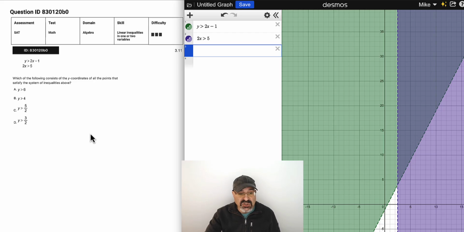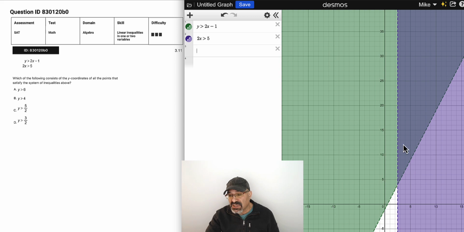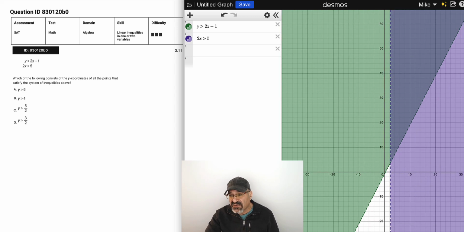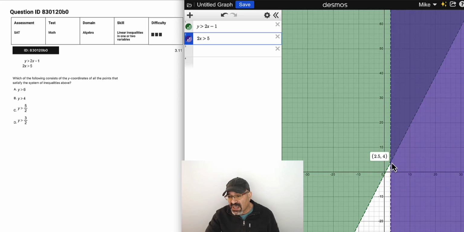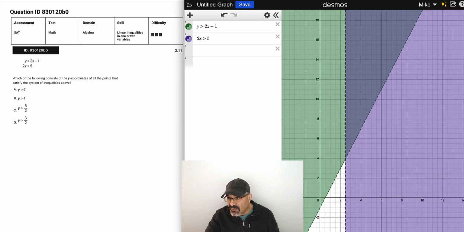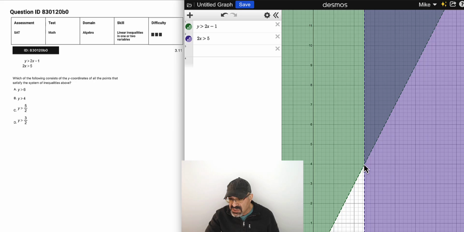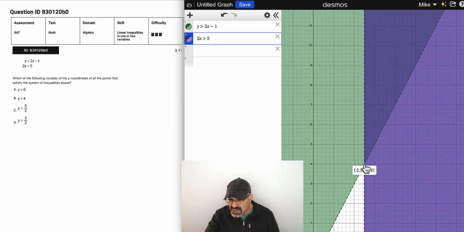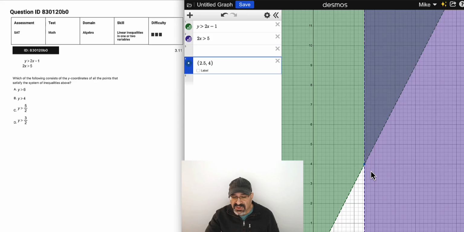So what do we know about all of these points? Which of the following consists of the y-coordinates of all of the points? Well, we can see that the y-coordinates of all of the points in this infinitely large region have to be bigger than that point of intersection there, which Desmos helpfully puts a gray dot on, so we can just mouse over it and it'll pick up on it. So you can see that point, and I can click on it and then boom.